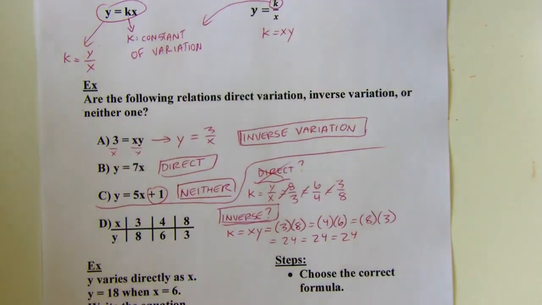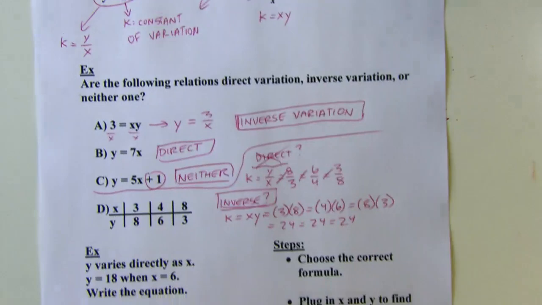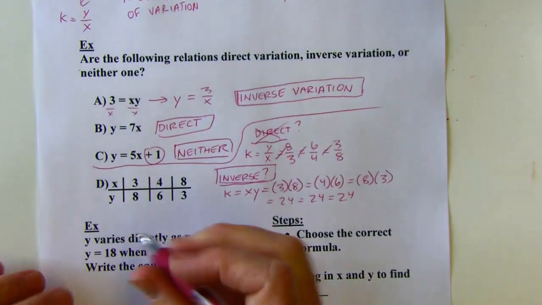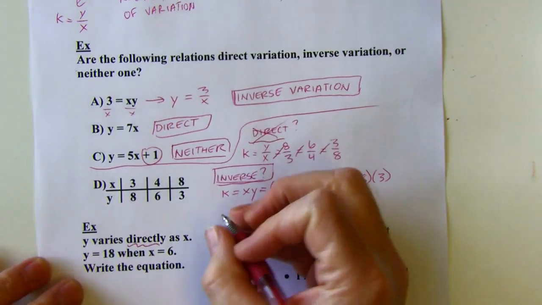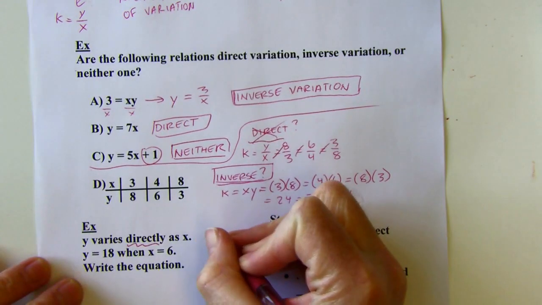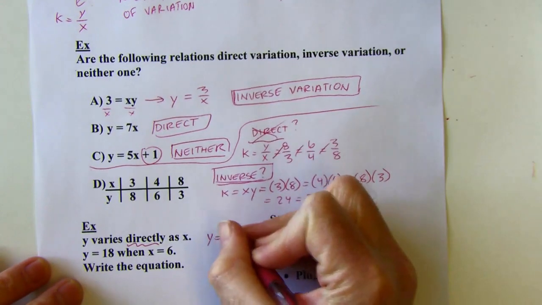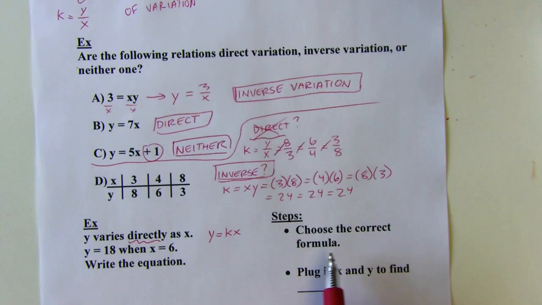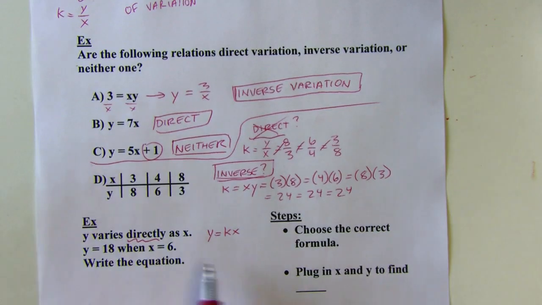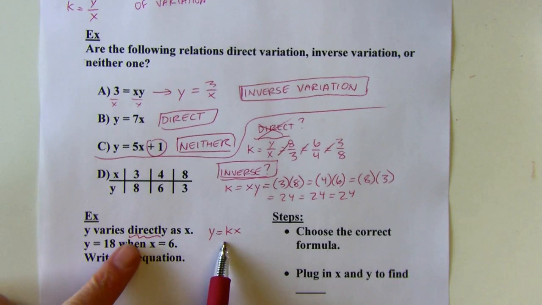On to the next type of problem. So this one is telling me that I have direct variation. Okay, so direct variation, I'm thinking, the basic direct variation formula is y equals kx. I'm going to be starting with this. So first step, choose the correct formula. Well, that one's direct, so I use this.